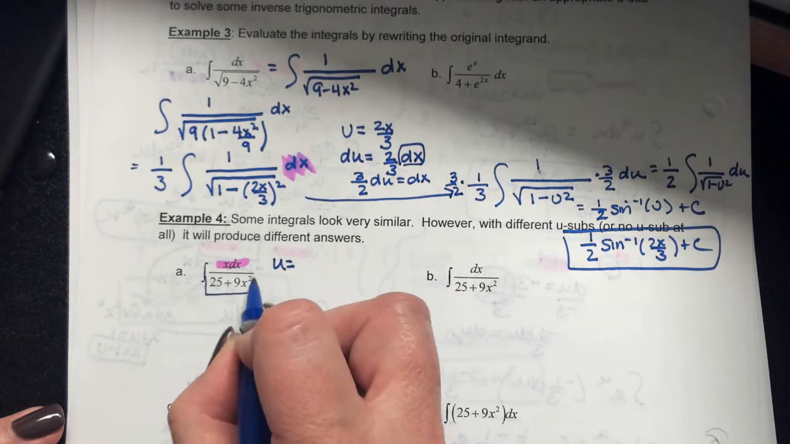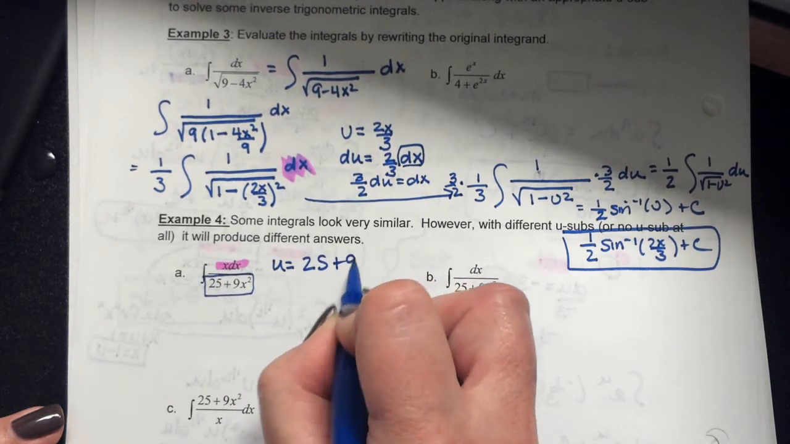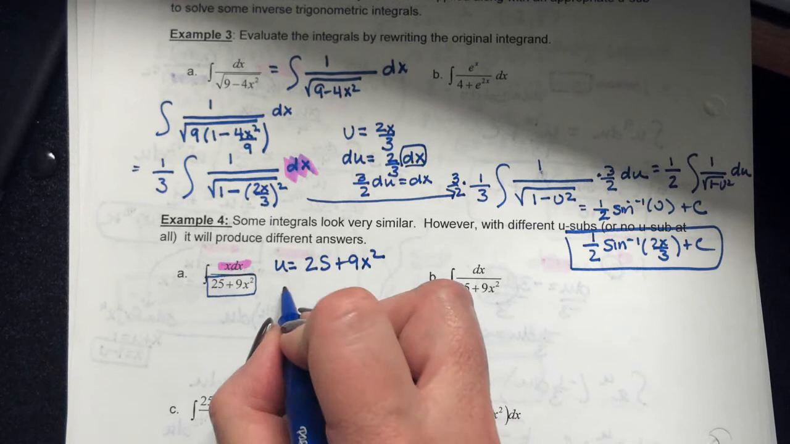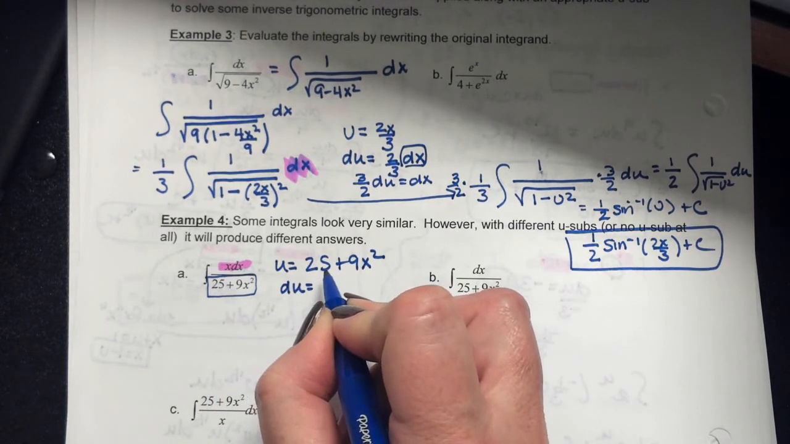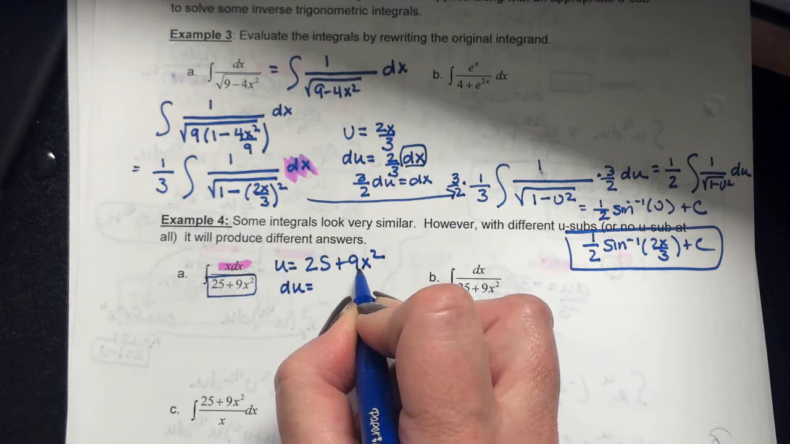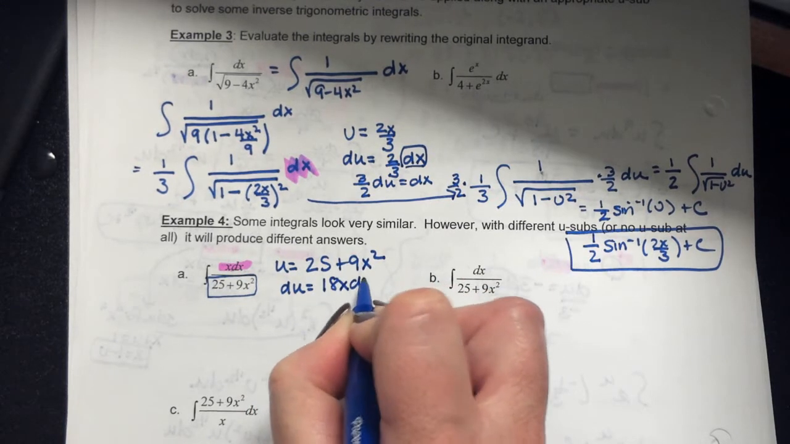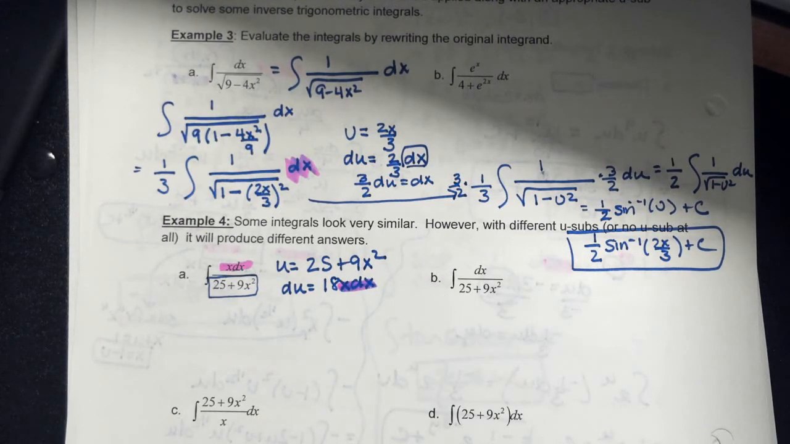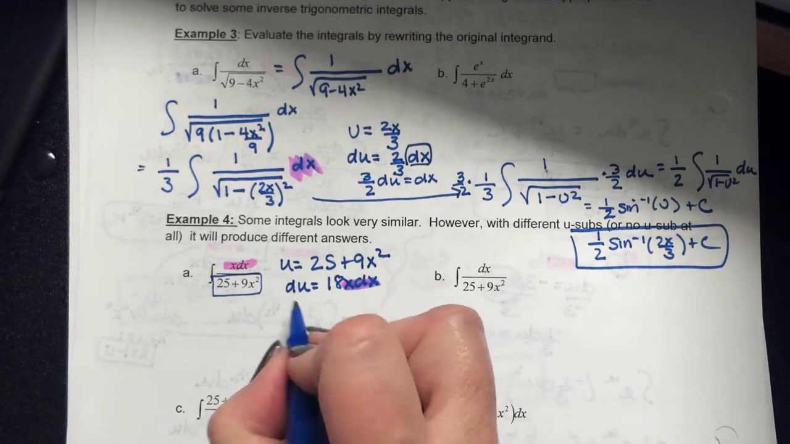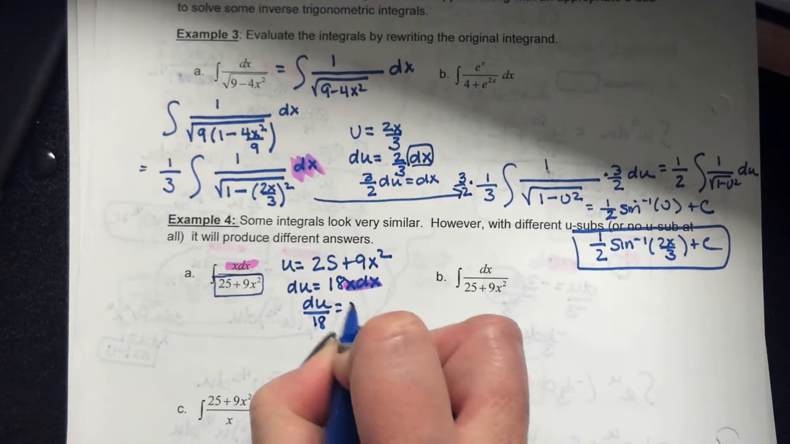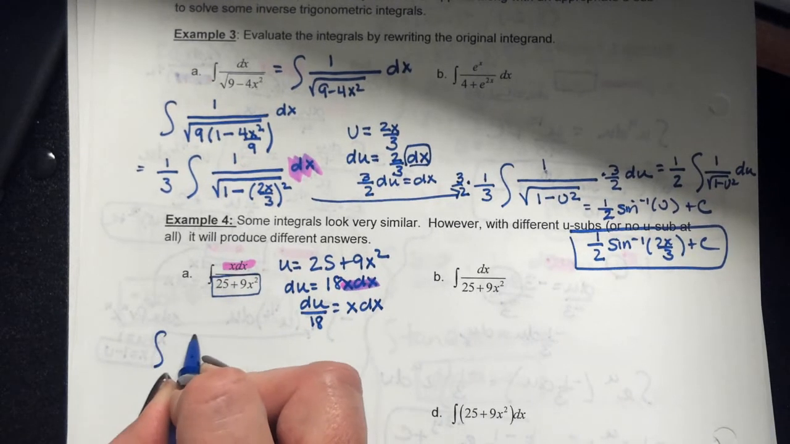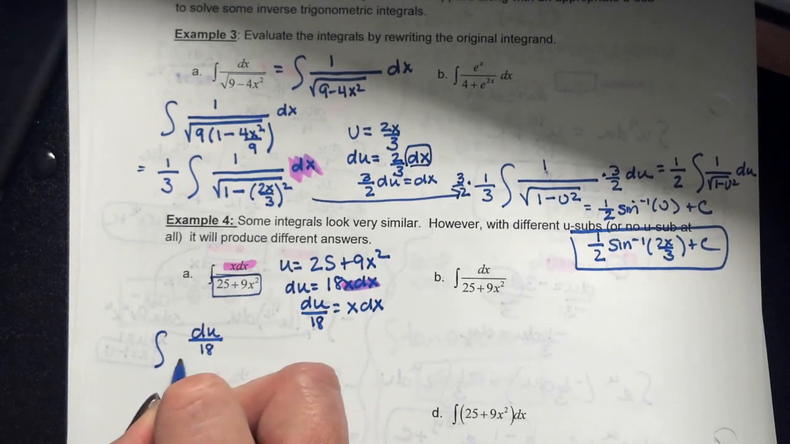Look at this whole entire denominator: 25 plus 9x squared. Because I know what the derivative of 25 is going to be. The derivative of 25 is just going to be 0. And what's the derivative of 9x squared? 18x times your dx. So notice, there's that x dx. That's already a part of the integral. But to solve for x dx, I'm going to have to divide both sides by 18. So then I can rewrite this integral as du over 18, all over u.